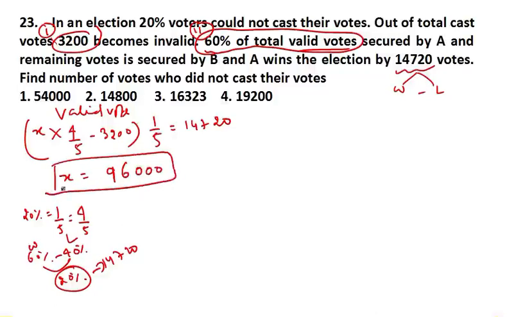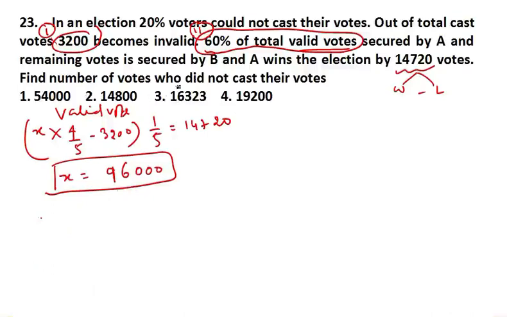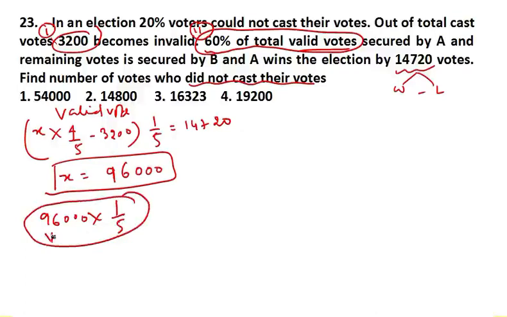Okay, now the total vote will become 96,000. But what is the question asking? It is asking how many people did not cast their vote. 96,000 is the total vote. It says 20% of voters did not cast their vote. 20% means 1 by 5. This many people have not cast their vote. This is the voter list. From the voter list, 1 by 5 of the people have not cast their vote.